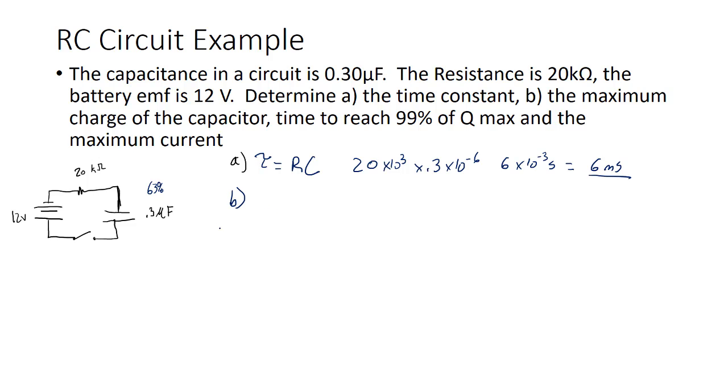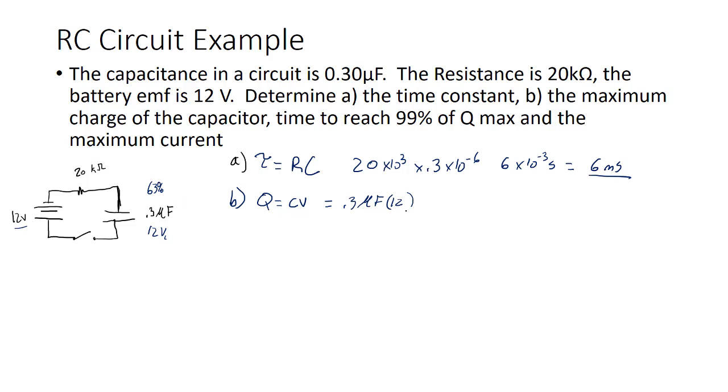Question B says, what is the maximum charge of the capacitor? Well, when it's reached maximum charge, that occurs because no more charge can be forced onto these plates, and that's because the voltage across the capacitor will match the voltage of the battery. And so we can just say that Q equals CV, and that occurs when the voltage of the capacitor is the voltage of the source, which in this case I could use EMF, but I'm just going to use my capacitance, 0.3 microfarads, times 12 volts.